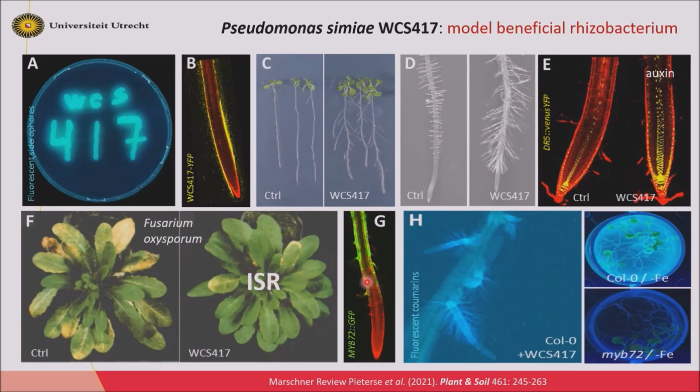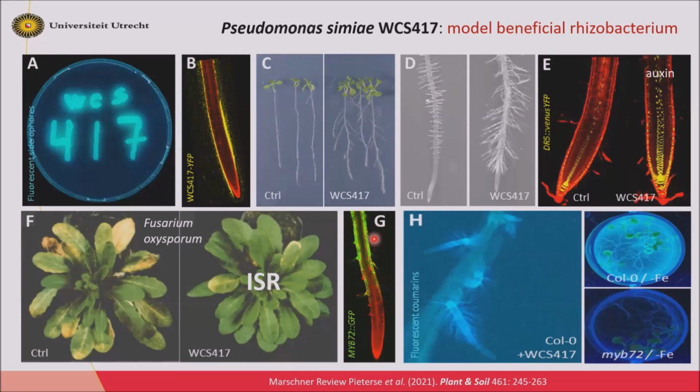And that is a gene that we see expressed here in this reporter root of Arabidopsis in response to colonization of the roots by this WCS417 bacterium. And this is a gene called MIP72. And MIP72 is a transcription factor that is only expressed in the roots. And here you nicely see it expressed in response to colonization of the roots by the Pseudomonas bacteria.